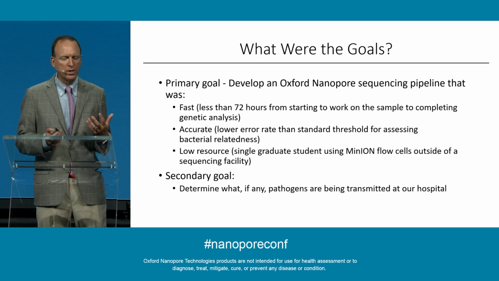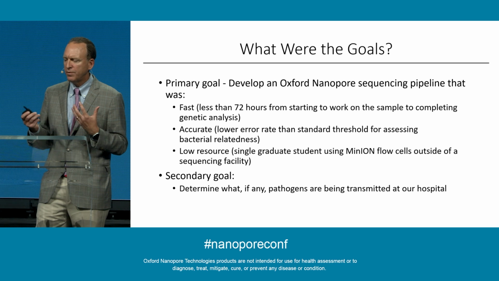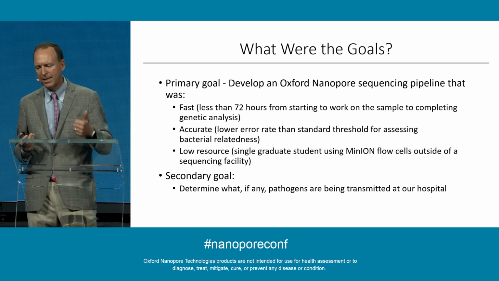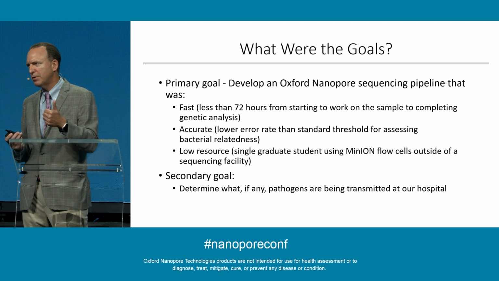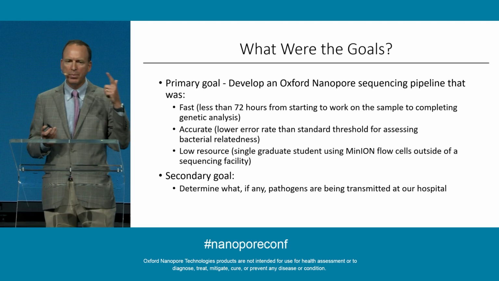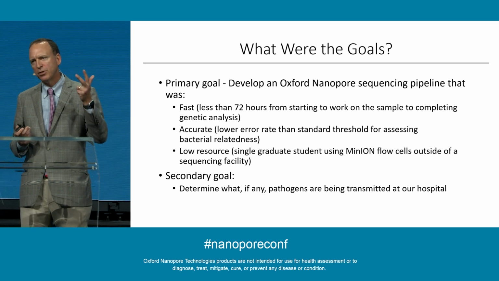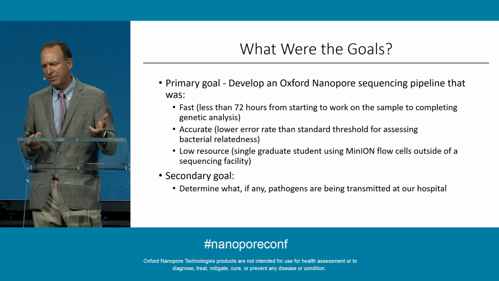So what were the goals of the project? Really, the primary goal was for her to develop an Oxford Nanopore sequencing pipeline that was fast. We wanted to get the data less than 72 hours from starting to work on the isolate to completing the genetic analysis and getting that information to IPC, right? So we're trying to move from 70 days to 72 hours.